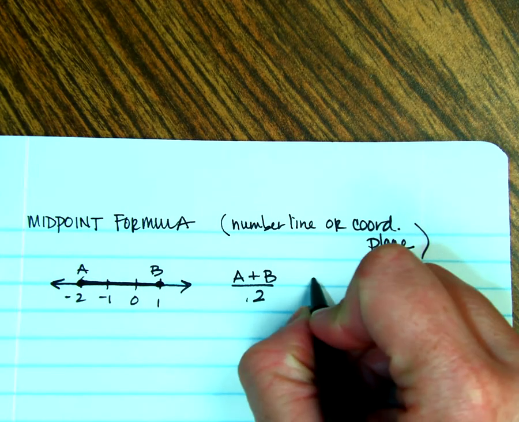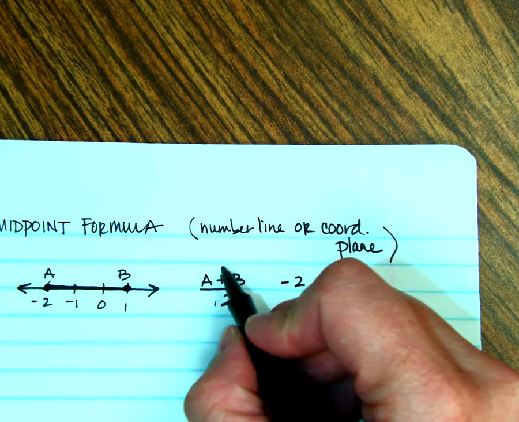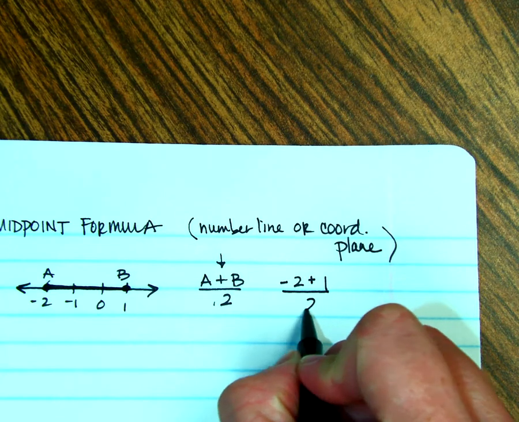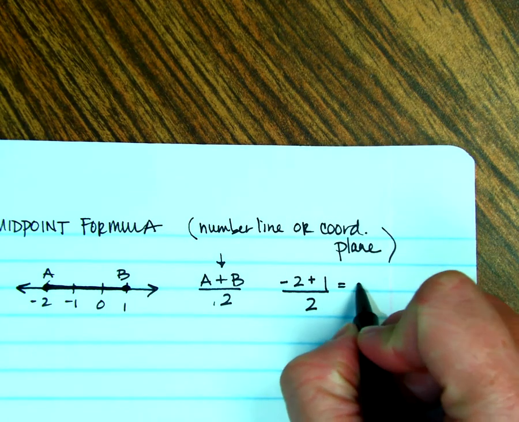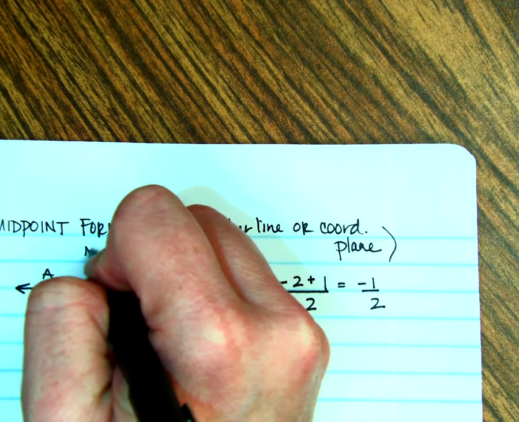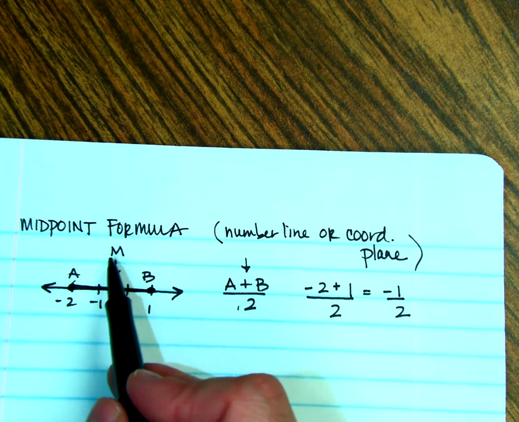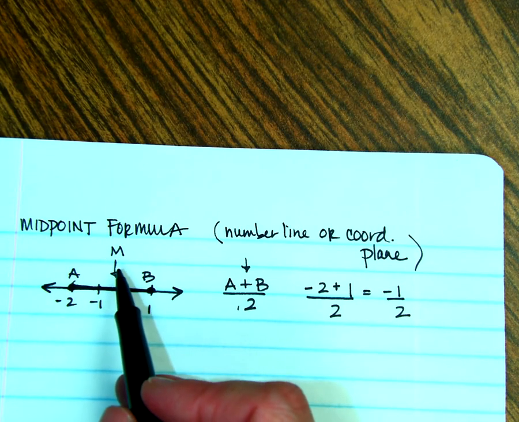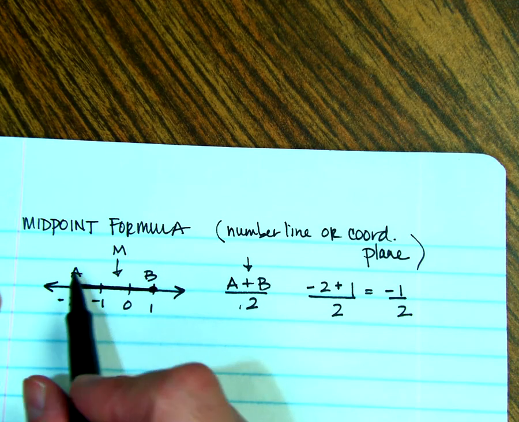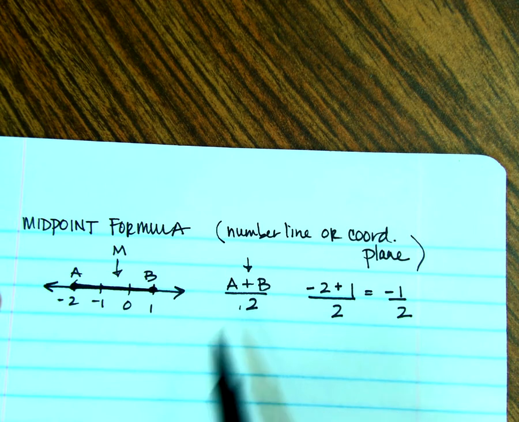So A is at -2 on the number line. B is at 1. Adding is part of the formula. Divide that by 2. Gives me -1/2. So that means right there would be my midpoint. And for midpoint, we use a capital M. Do not use a small m, because if you remember from algebra, that means slope. So if you are finding the midpoint on a number line, you add the coordinates and then divide by 2.